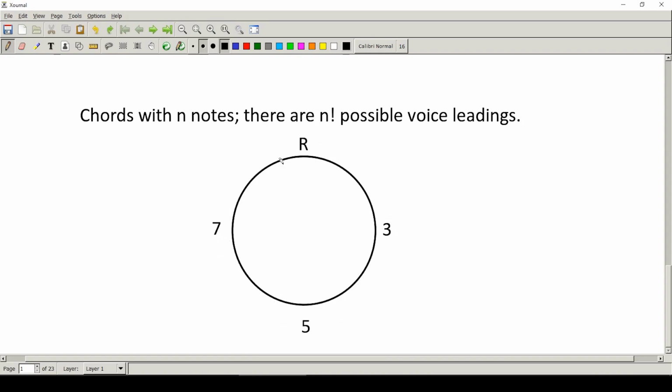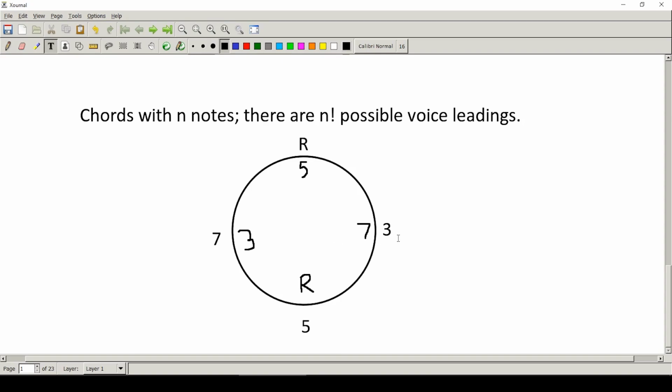Another way that you could visualize this is if I'm saying that the root becomes the fifth down here, I could write within the circle: the root becomes the fifth, which means that the third becomes the seventh, the fifth becomes the root, and then the seventh becomes the third. So I'm imagining having the same list of notes but sort of inside the circle and spun around. Let's see what this looks like in practice.